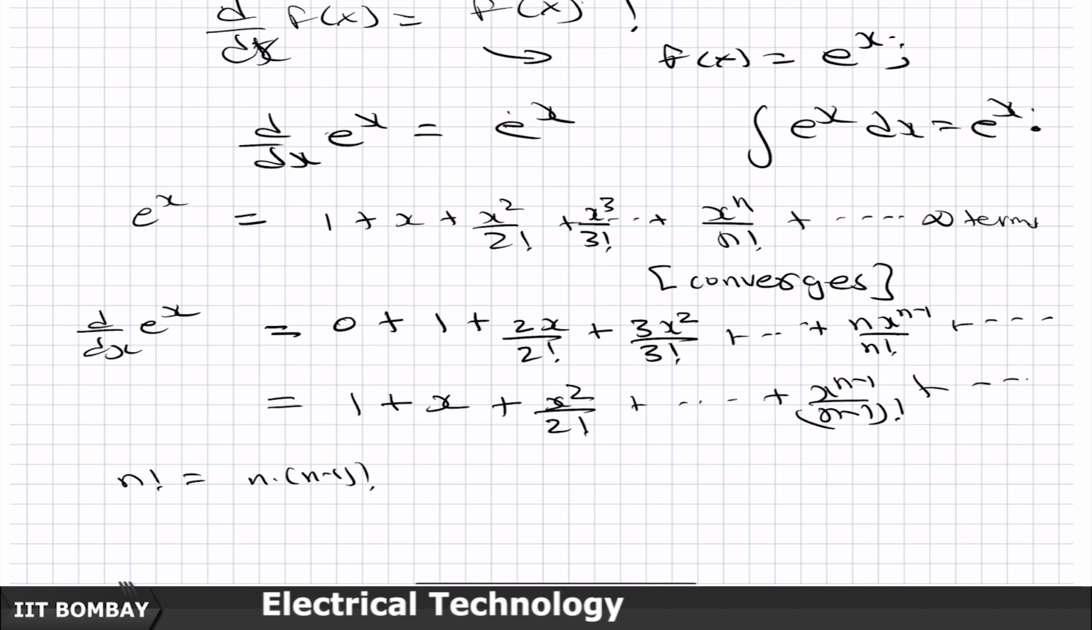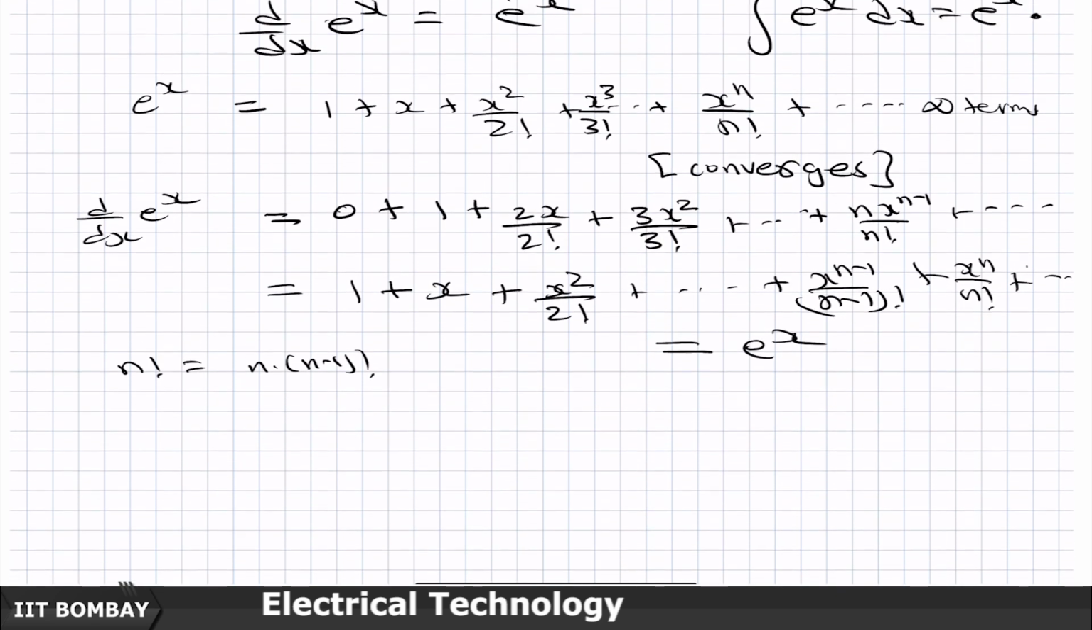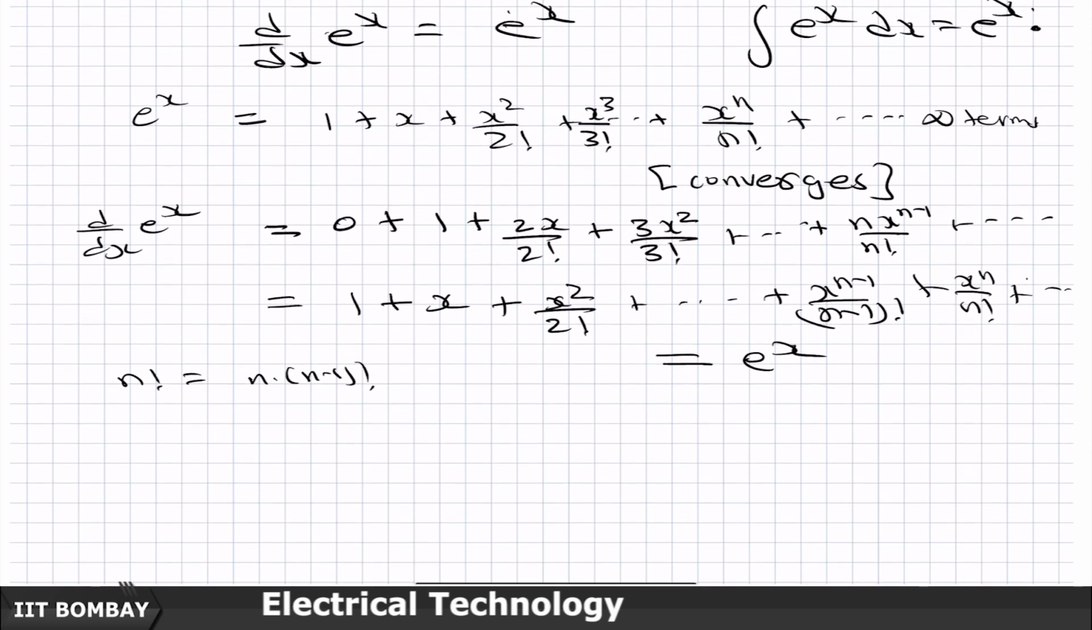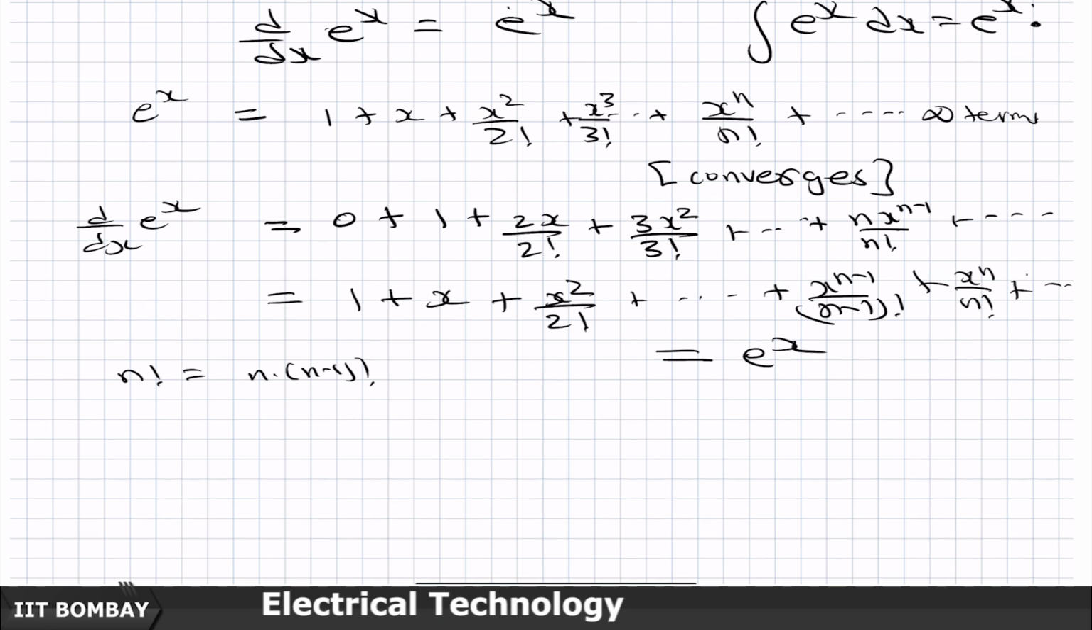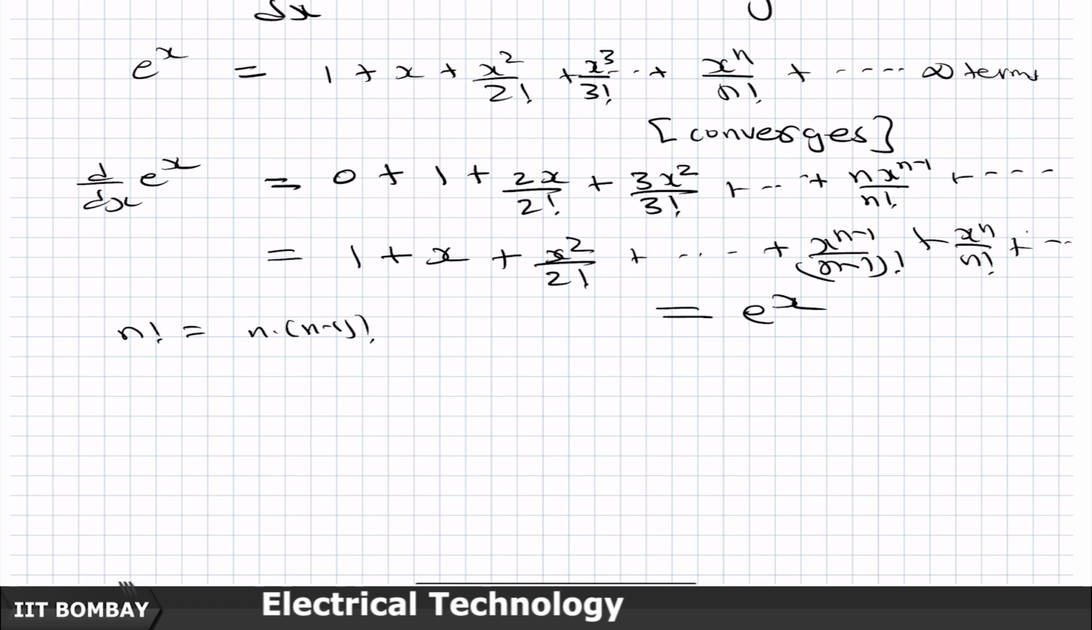So, the next term is obviously going to be x to the power n by n factorial, and so on, which is basically again that same thing, e to the power x, which we have defined here. So, we have come to a very important conclusion that yes, the e to the power x function has this as its Taylor series expansion, and you can actually see this is a Taylor series expansion.